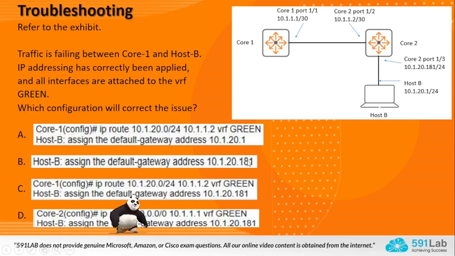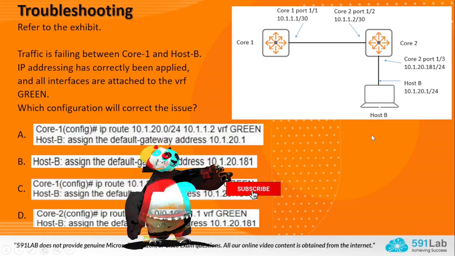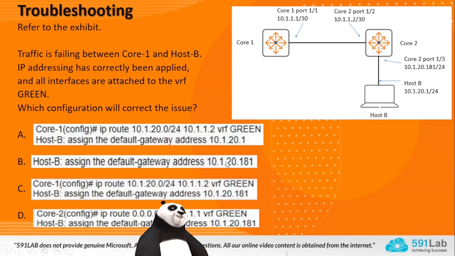Option B, assign the default gateway address 10.1.20.181. Yes, that is correct. But it will not fix everything because we have already assigned 10.1.20.1 as the gateway. But it didn't solve the problem till we created the static route. So option B is wrong. It is not the only issue. And option C, IP route 10.1.20.0 10.1.1.2 VRF green. Static route is correct. Assign the default gateway address 10.1.20.181. Yes, option C is correct.